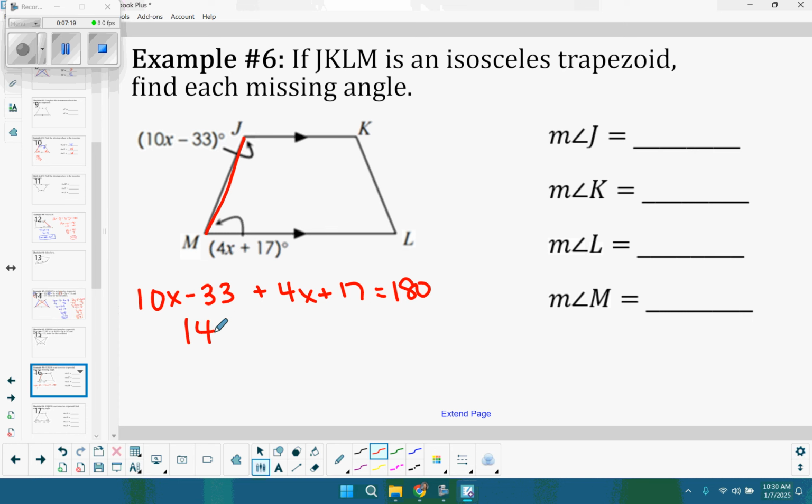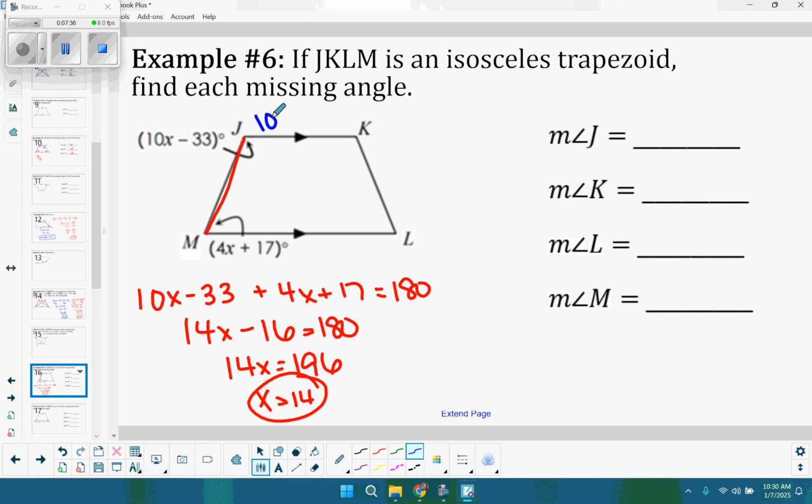That's going to be 14x minus 16 equals 180. Add the 16. 14x equals 196. Divide by 14. X equals 14. So putting it back in for J, 10 times 14 minus 33 is 140 minus 33. That's 107. So angle J would be 107 degrees.